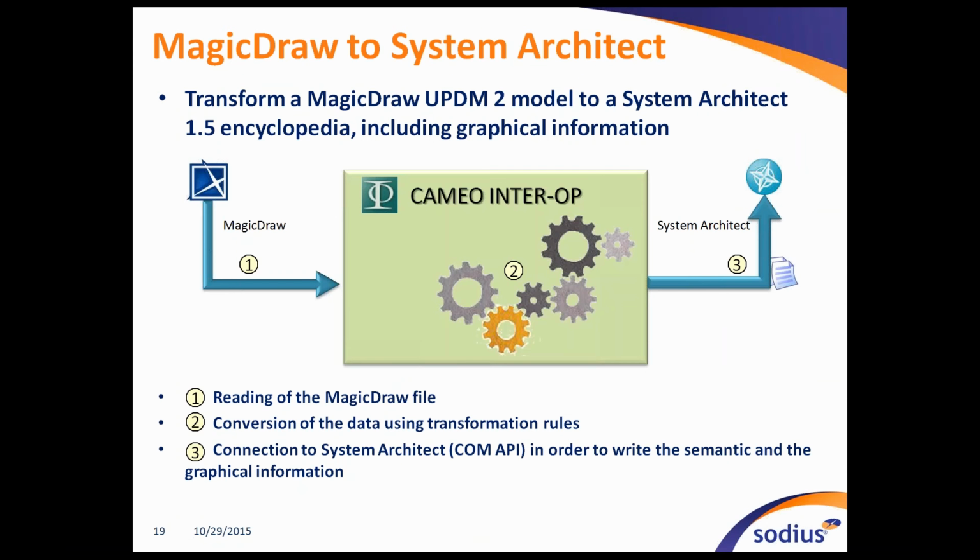And the last transformation I would like to present is the MagicDraw to System Architect transformation. This one transforms a MagicDraw DODAF 2 model to a System Architect 11.5 encyclopedia, including graphical information. We read the MagicDraw file, again an MD.zip or MD.XML file. We convert the data using transformation rules, and we connect to System Architect to write the semantic and the graphical information into the tool.